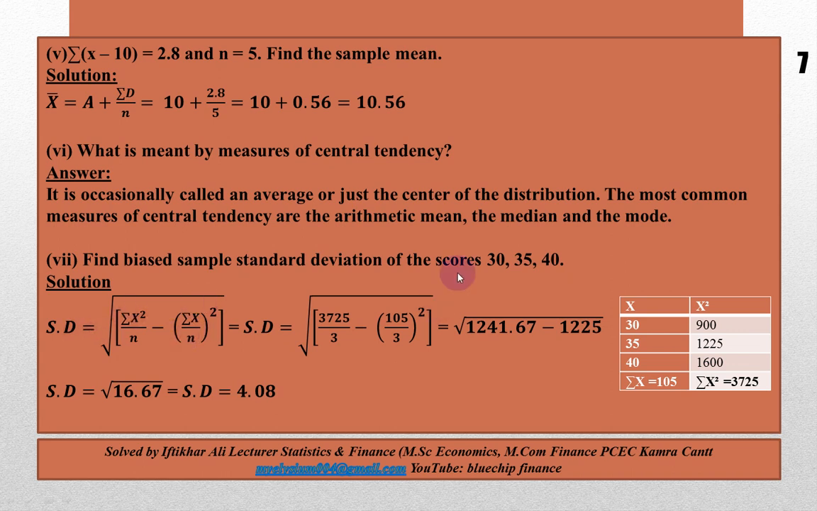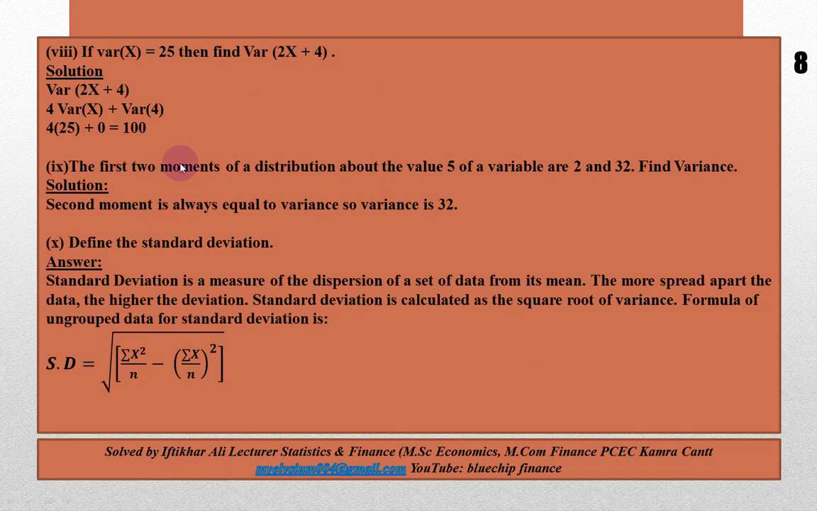We need two calculations here. First one, sum of x: 30, 35, 40, sum of x is 105. And the second calculation we need here is sum of x square. 30 square is 900, 35 square is 1225, 40 square is 1600, and sum is 3725. After putting the values in the formula given here, standard deviation will be 4.08. Question number 8. If variance of x is 25, then find variance of 2x plus 4.